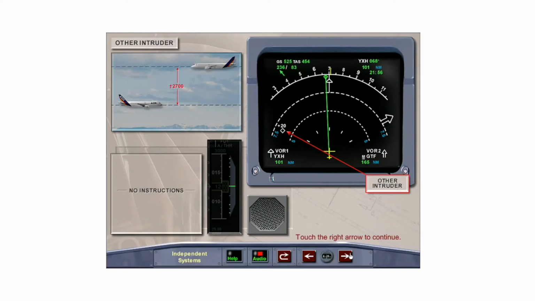If installed within TCAS programming, other intruders within plus or minus 2,700 feet, which are not a collision threat and are not proximate, TA or RA, are displayed on the navigation display as an empty white diamond.